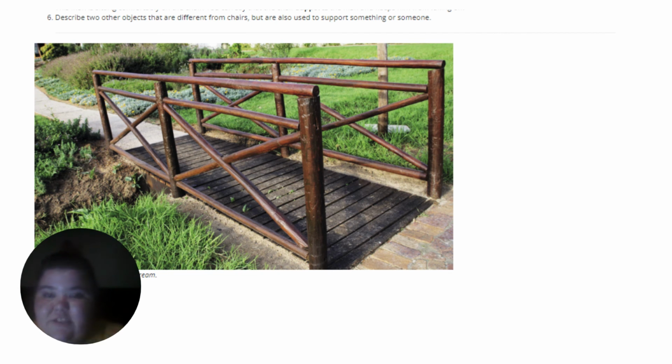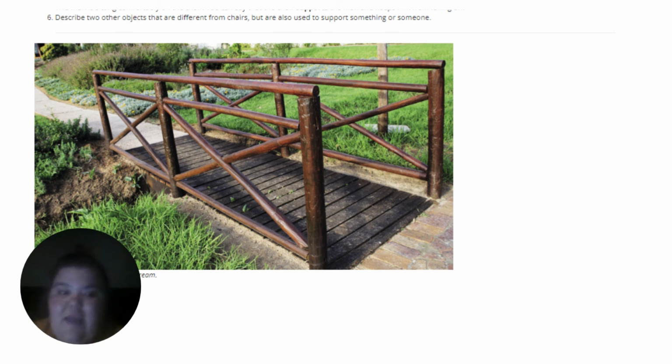There's another page where it asks you to describe two other objects that are different from chairs, but are also used to support something or someone. They give you a bridge there, but want you to be more creative, so please don't give a bridge as one of your options. So anything other than a chair or a bridge, two of them.